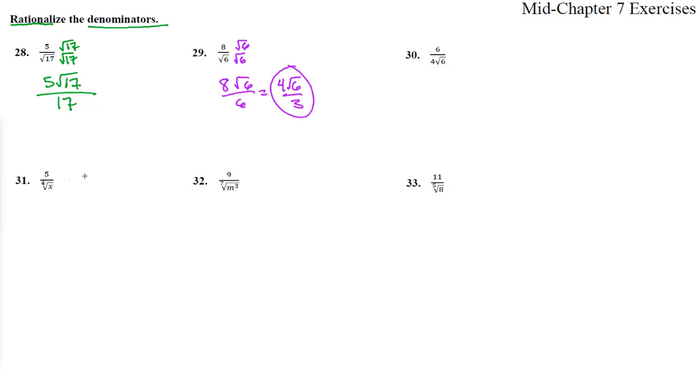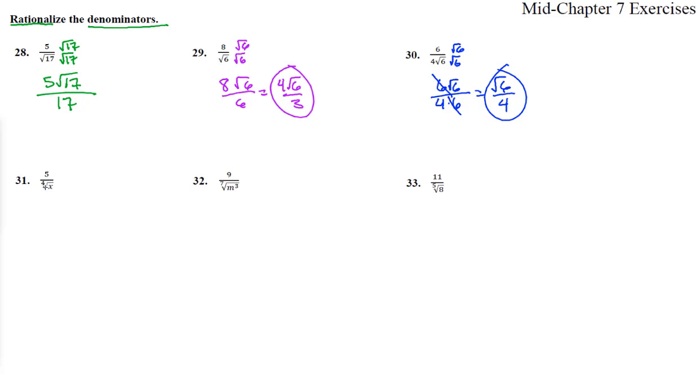All right, so number 30. We only need to get rid of the square root of 6. So let's times by square root of 6, square root of 6, and we get 6 square roots of 6 over 4 times square root of 6 times square root of 6 is the number 6. Now notice we could write 24, but it's going to simplify like this, and we get square root of 6 over 4. Yeah, good. And we have a denominator that is now rational.